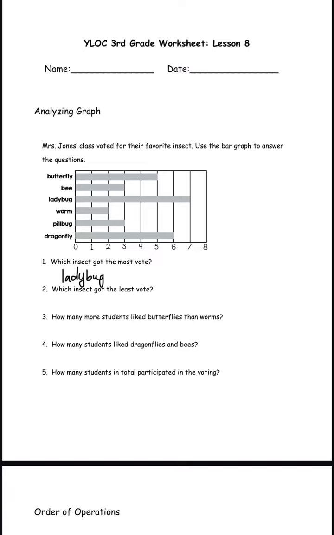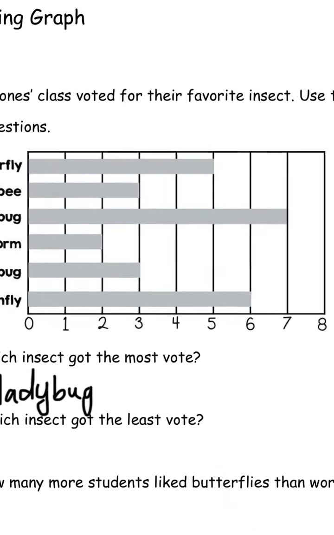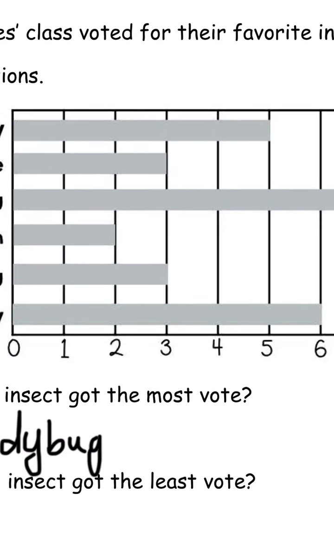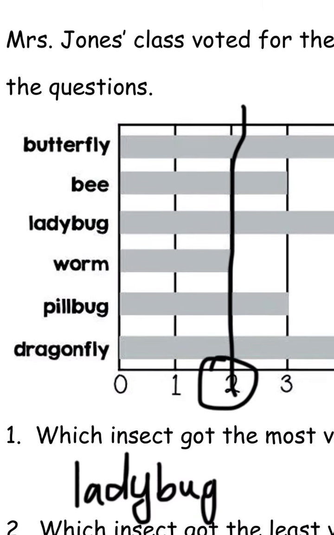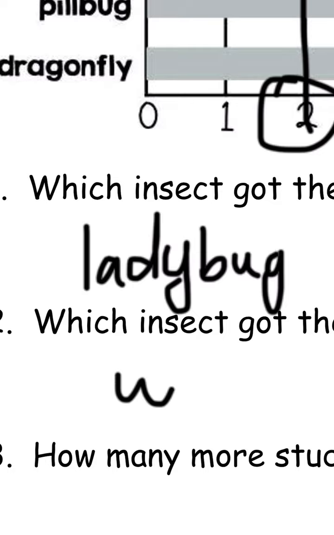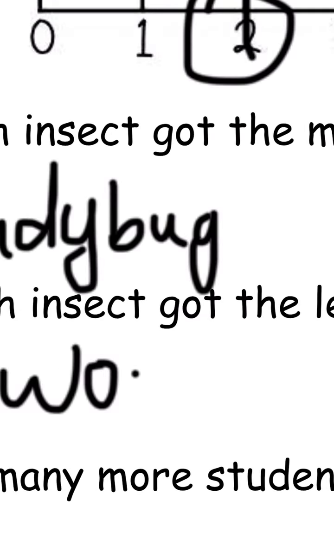For number 2, it says which insect got the least votes. If you look at the graph, the least one is 2, and that is a worm. So for number 2, we need to write worm.